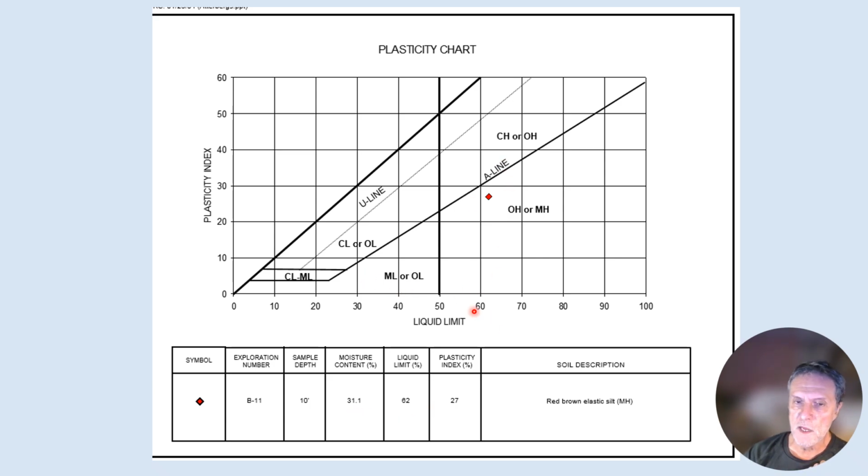So you plot those data points. Here's 62 and here's 27, and that puts you square into the organic silts side of this graph. Okay, that classifies the plasticity of your soil.